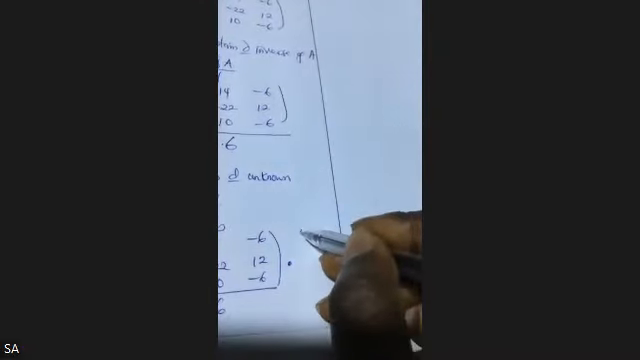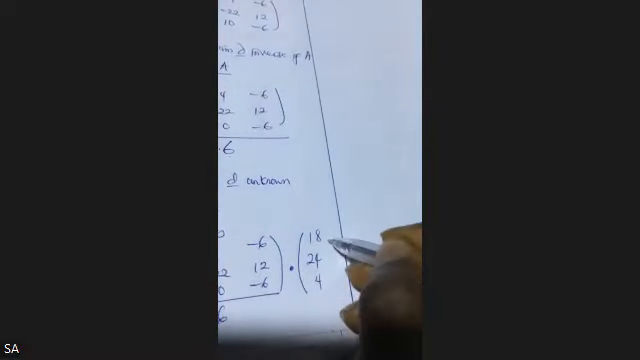What is our b? The constant here: 18, 24, 4. So use it to multiply. The moment you are able to do this, you are good to go. With this question, you are learning different things together. Now, with this, you will learn matrix multiplication.